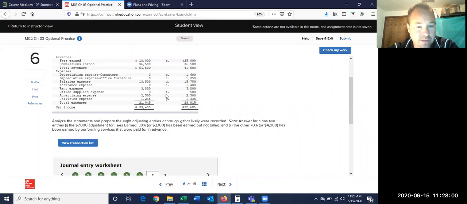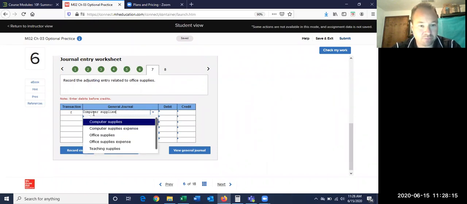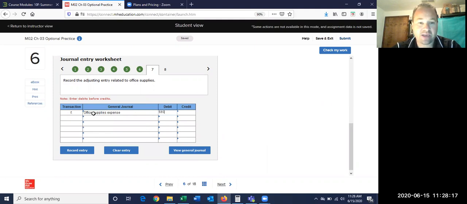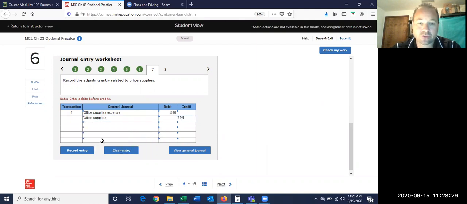Okay, the next one is F. F was office supplies expense. Our supply expense went from 0 to $580, so we used $580 of supplies. So we can show that we increased our supply expense by $580. And where did that $580 come from, those supplies? They came from our actual supply closet. So we're going to credit our office supplies and show that those went down by $580. So this account with the expense on the end shows that we've actually used it. And this is where it came from, like our supply closet.